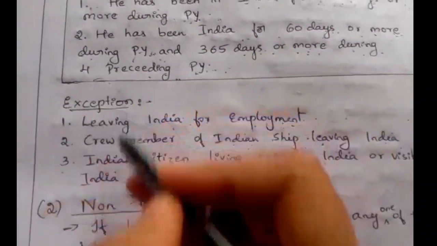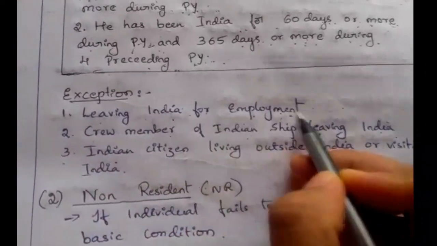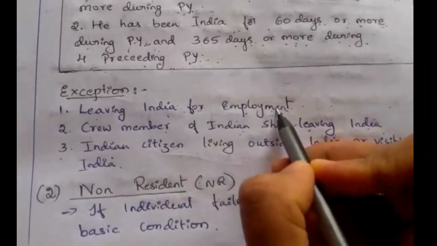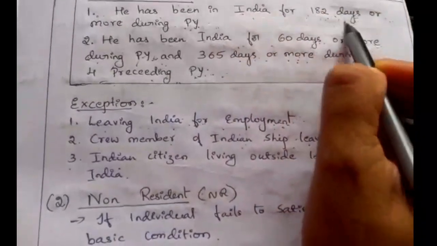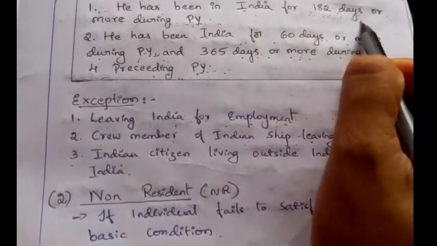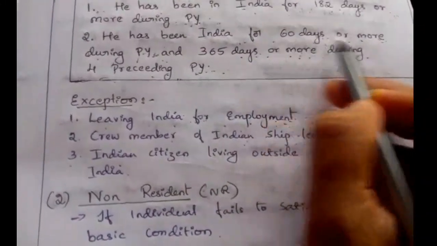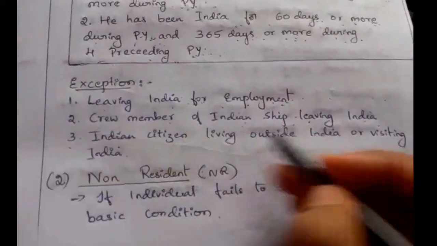The exceptions are, first, leaving India for employment. If an individual leaves India for employment abroad, then he must stay in India for 182 days or more during the previous year. He does not have the option of 60 days or more to prove himself a resident in India.